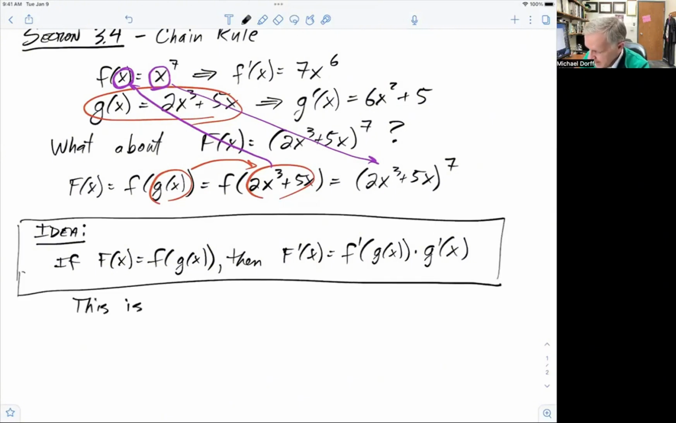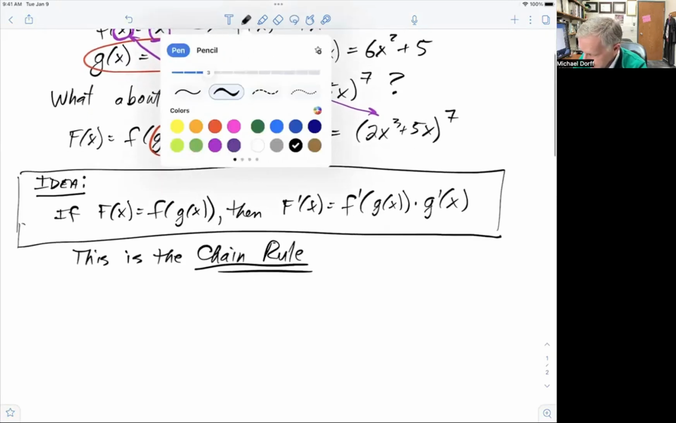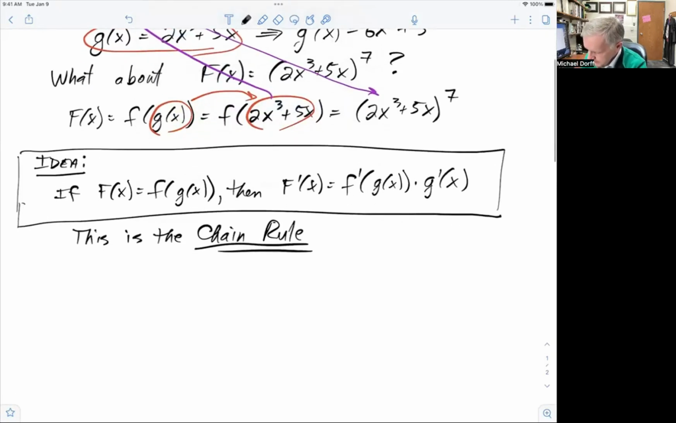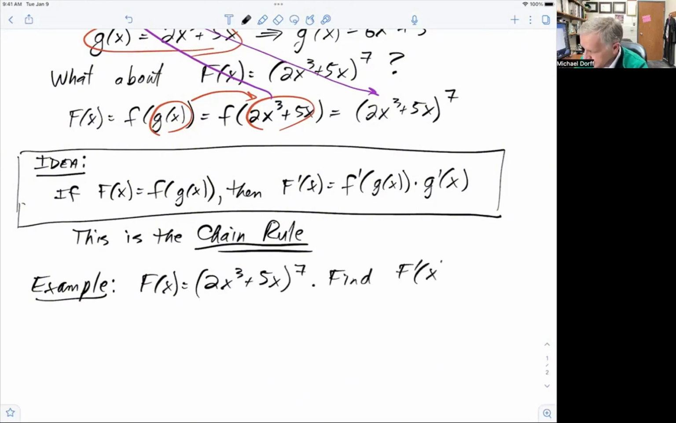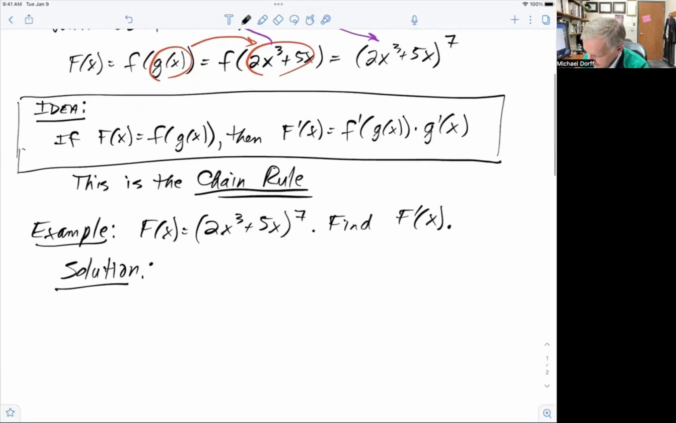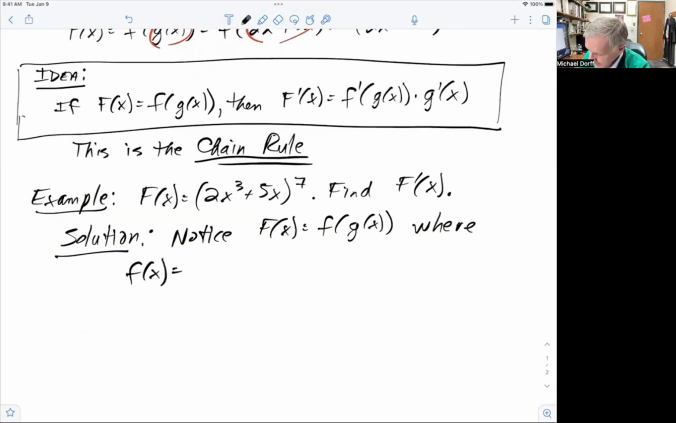And this is known as the chain rule. So let's see how this applies in this situation. Let's call this an example. Example: capital F equals 2x cubed plus 5x to the seventh power. Find its derivative. To do that, I'm going to notice that capital F can be written as little f composed with g, where little f is x to the seventh and g is this 2x cubed plus 5x. I like to call the g the inner function, what goes inside, and the f the outer function.